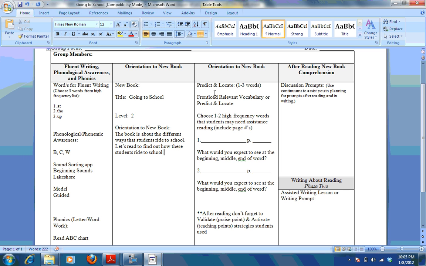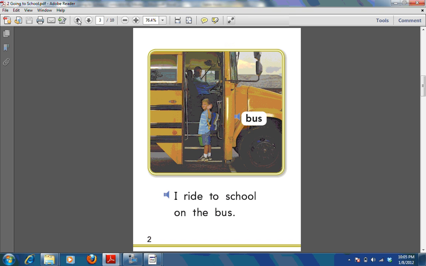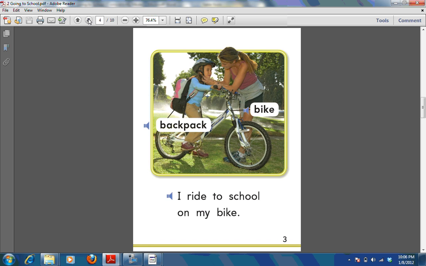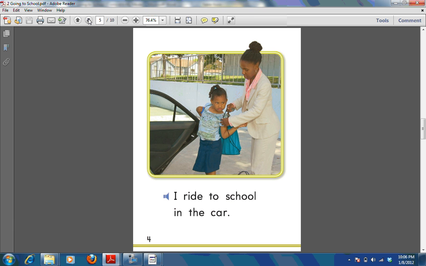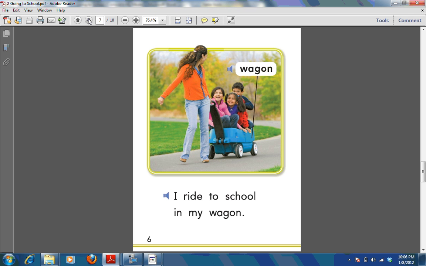So then I need to predict and locate some words. I'm going to do a walk through the book because I'm going to need to front load some of this language. I doubt that they're going to know the word ride. They might recognize school just because they might see it a lot, but I'm really going to front load this a lot, and I want you to watch for that when you watch the video. So I'm going to talk about the pictures, ask them questions, and then I'm going to say, so yeah, I ride to school on my scooter. I ride to school in my wagon. I'm going to make sure I use that language in my back and forth with the students.